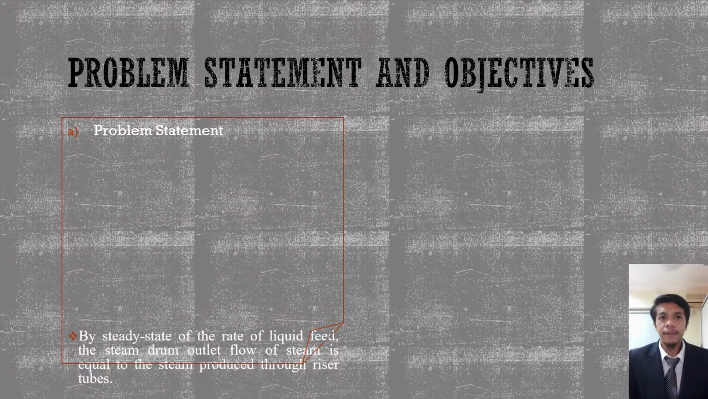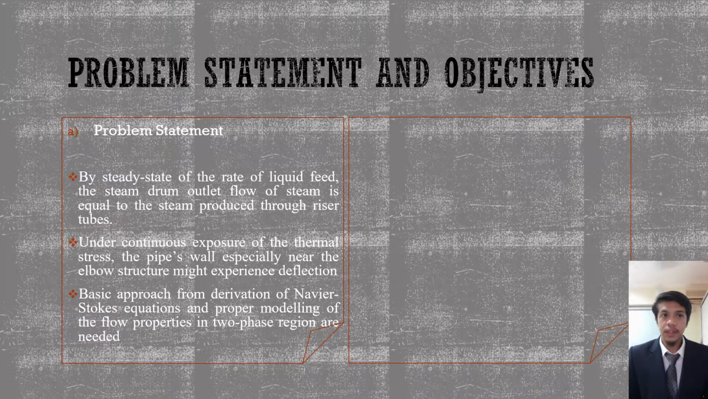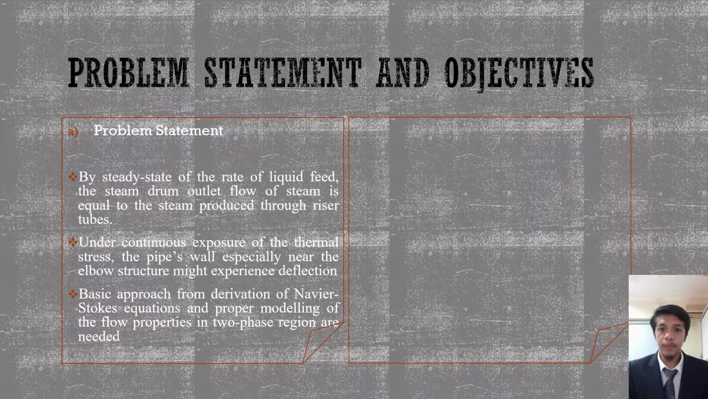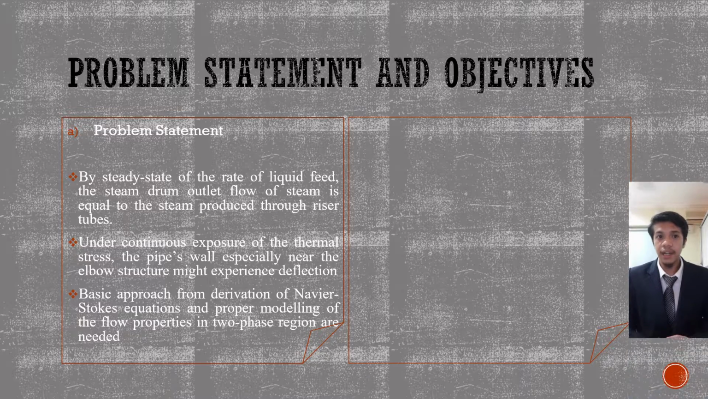The problem statement and objectives of this research are as follows. First, the problem statement. At a steady state rate of liquid feed, the steam drum outlet flow of steam is equal to the steam produced by the riser tubes. Under continuous exposure to the steam outlet flow, also known as the downcomer structure, the pipe's wall, especially near the elbow, might experience diffraction. Therefore, a basic approach from derivation of Navier-Stokes equations and proper modeling of the two-phase region are needed.